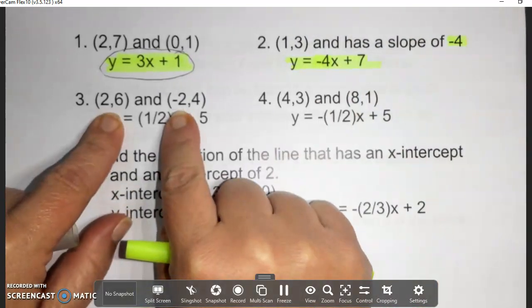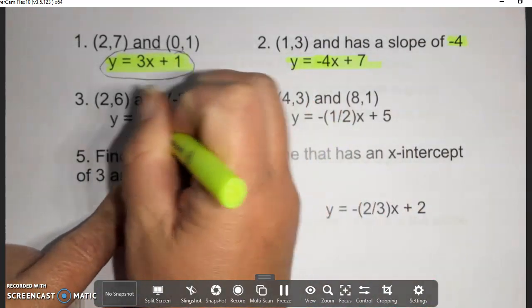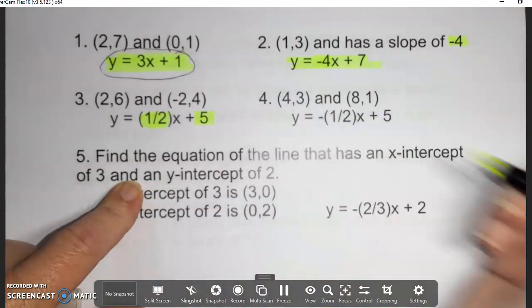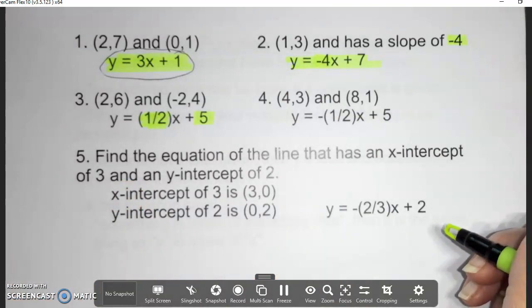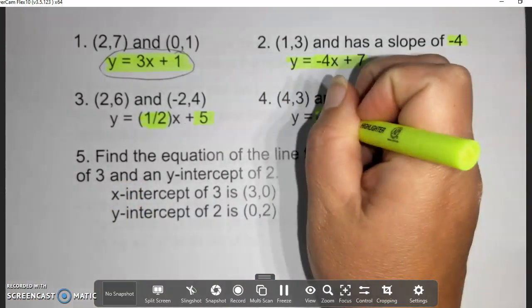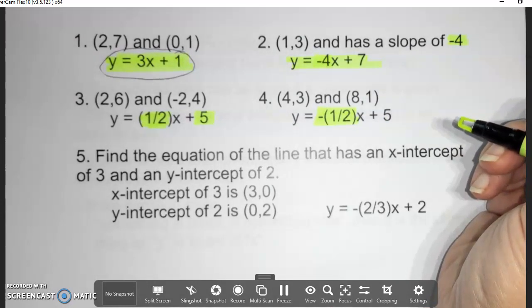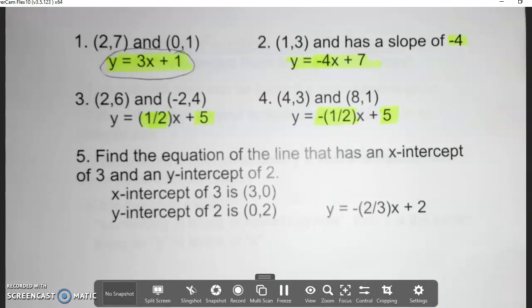2 and 6, -2 and 4, the slope was 1/2. We substituted a point in, and we got 5 as the y-intercept. 4, 3, and 8, 1, -1/2 was our slope. We substituted it in and got 5 is the y-intercept.